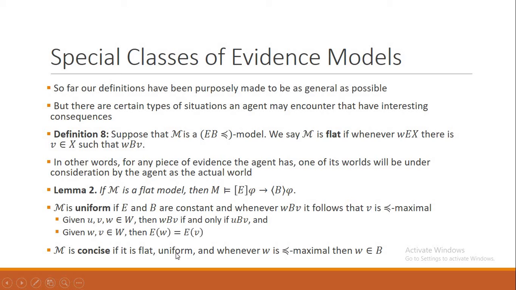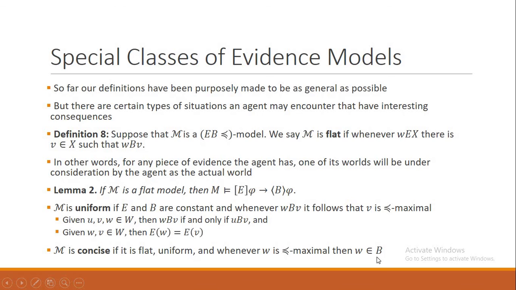Now M is concise if it is flat, uniform, and whenever W is plausibility maximal, then W is in B. Since what it means for B to be constant is, as has been explained, that if a world is accessible by B to one world, then it is accessible to all other worlds as well. So it doesn't matter which world you are in. The set of worlds that will be accessible to you is constant. So it can be considered as just a set.